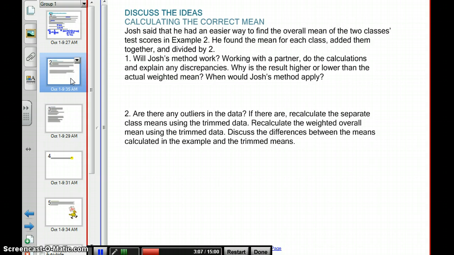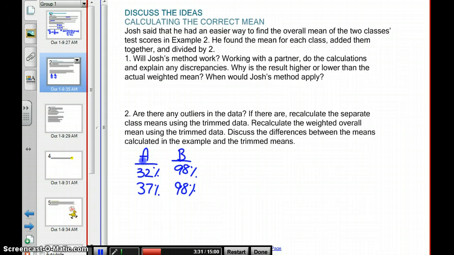Number 2, are there any outliers in the data? If there are, recalculate the separate class means using the trimmed data. Here we could go ahead and find outliers. In class A, the outliers would be 32% and 37%. In class B, 298% would be an outlier.